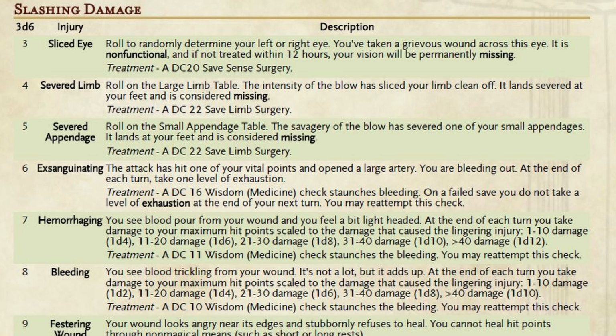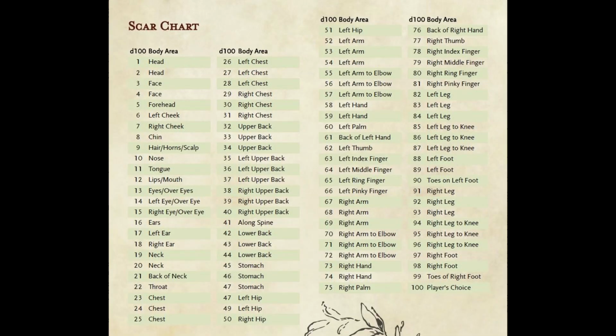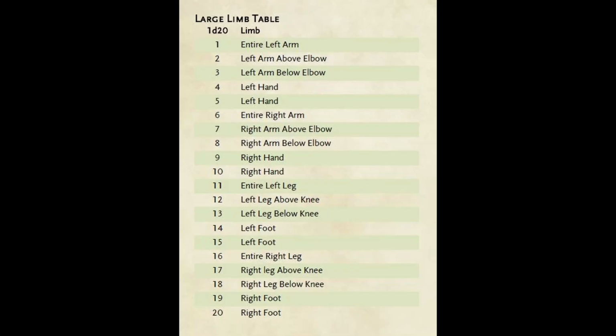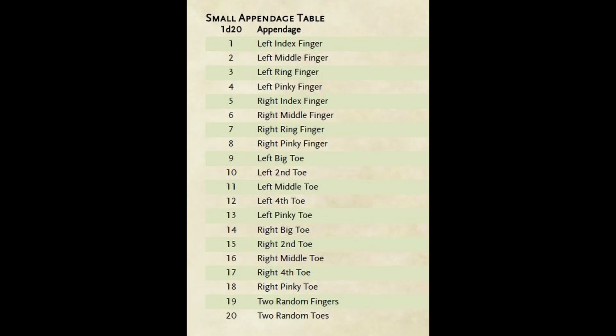No jump to 15 if they're already elite, already evil. So that's good to know. So you can kind of get the gist of how they work. And then obviously there is an anatomy table here. You can see that there's a hugely detailed D100 body area. Right here, if you roll a 55, for example, it's left arm to elbow. So it's very specific for the scar chart. But if you go down to the further anatomy tables, like the large limb table, you get the entire left leg, the right hand, the left leg above the knee. And if you go to the small appendage table, you get the left pinky toe and the right finger.